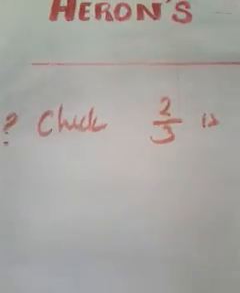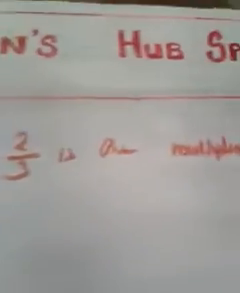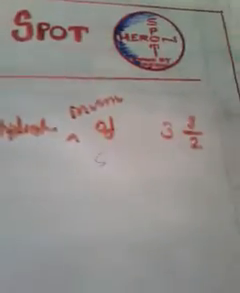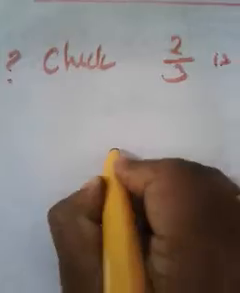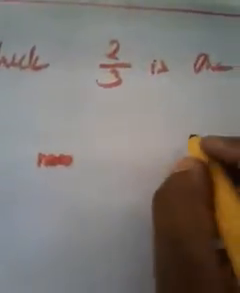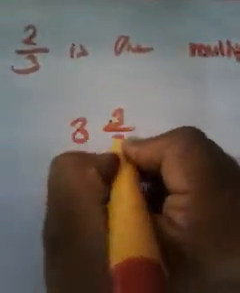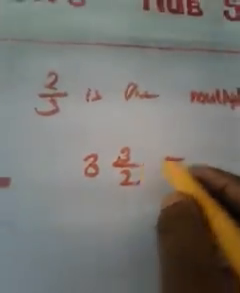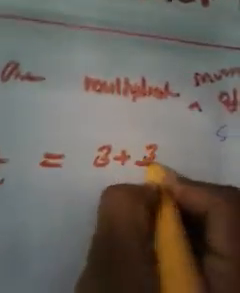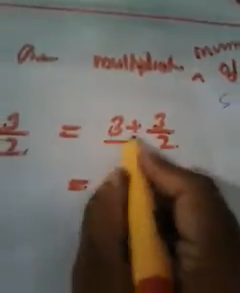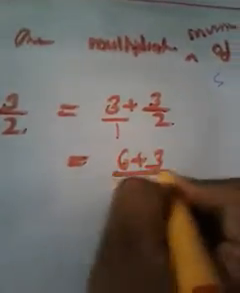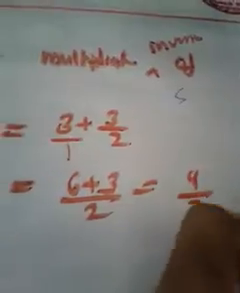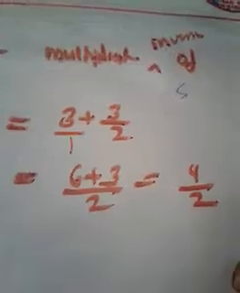Our first question was, check whether 2 by 3 is the multiplicative inverse of 3 by 2. So let us find the multiplicative inverse of 3 by 2 first. In order to find the multiplicative inverse, you have to simplify 3 by 2 first. How? 3 by 2 is nothing but 3 plus 3 by 2, which is 6 plus 3 by 2, which is 9 by 2. Then what is the multiplicative inverse of 9 by 2?